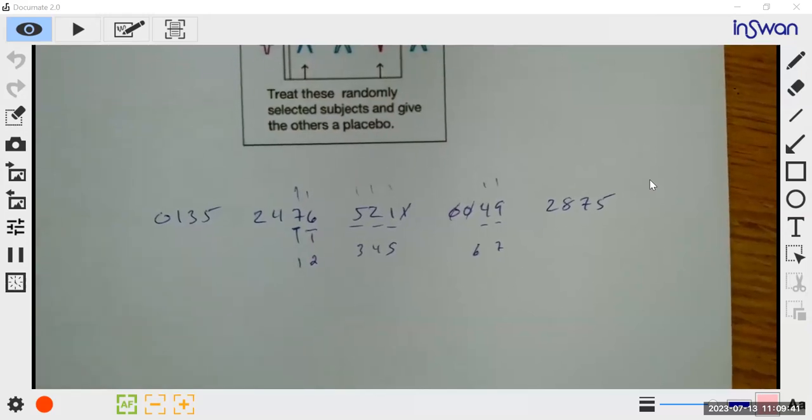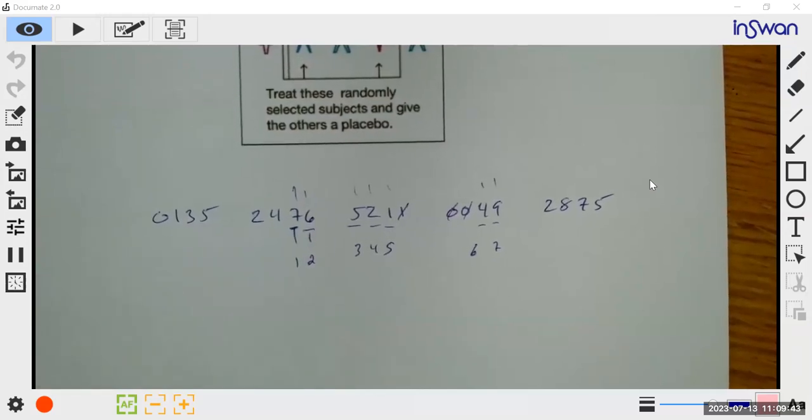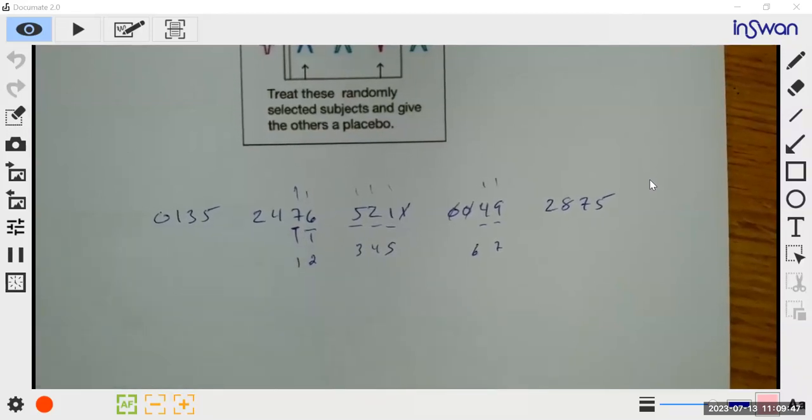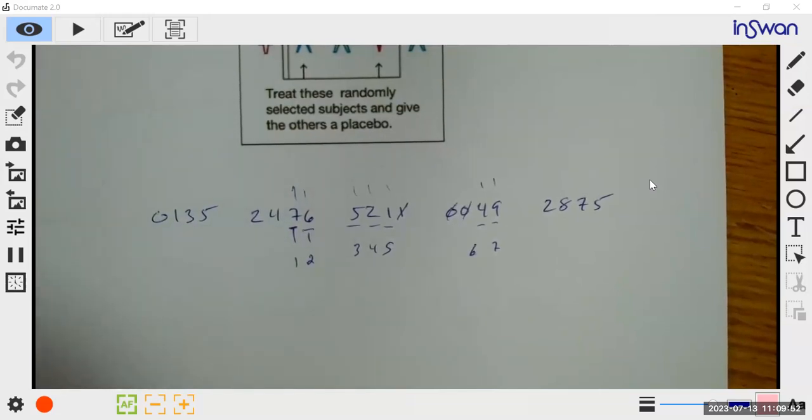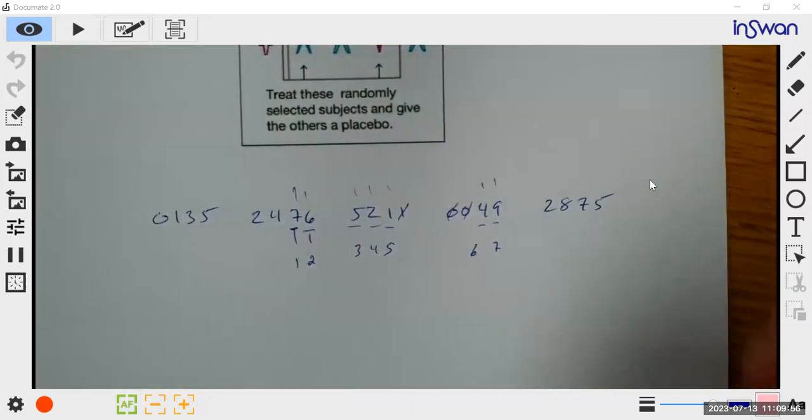That's completely randomized. I had nothing to do about that. The only thing I did was put my pencil where I want to start the numbers. And that has no effect on who I choose for this experiment. So that's random selection.